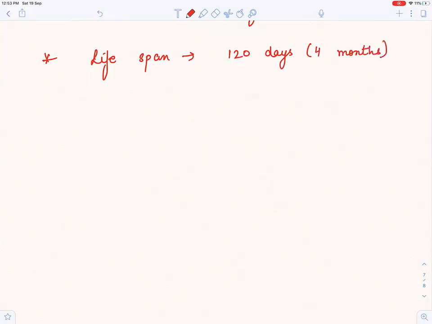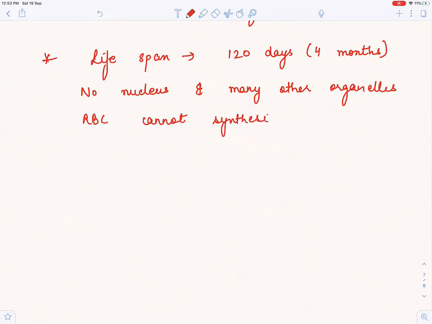That is the lifespan. And since they have no nucleus and many other organelles, the RBC cannot synthesize new things, or cannot replace damaged components, right?